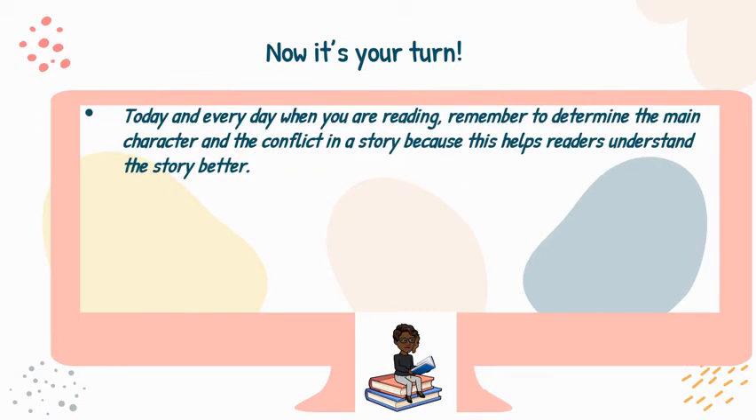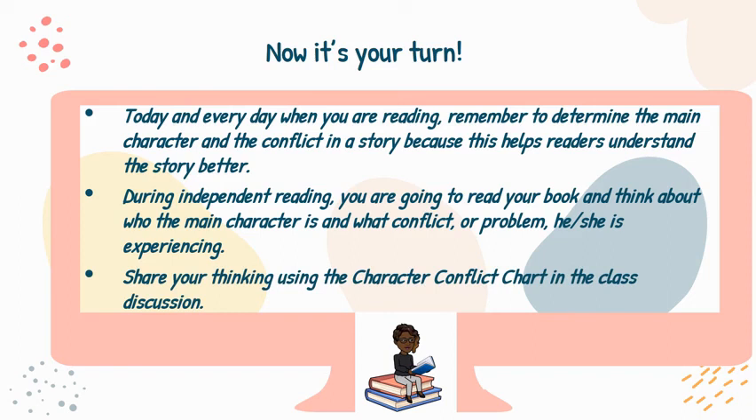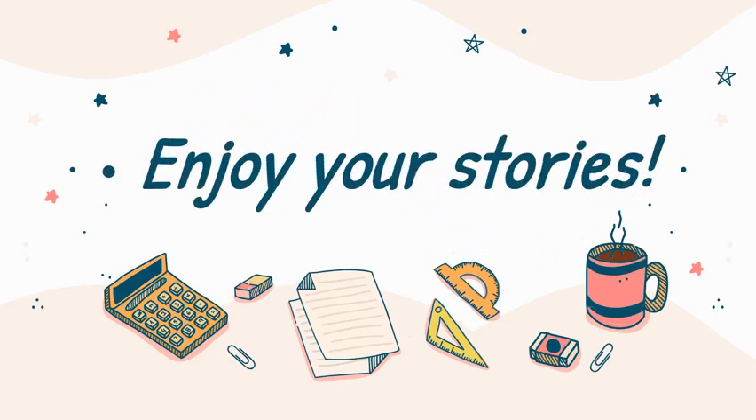Today and every day when you are reading, remember to determine the main character and the conflict in the story, because this helps readers understand the story better. During independent reading, you're going to read your book and think about who the main character is and what conflict or problem he or she is experiencing. Share your thinking using the character conflict chart in the class discussion. Enjoy your stories.